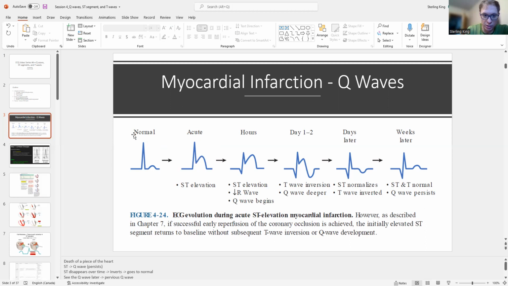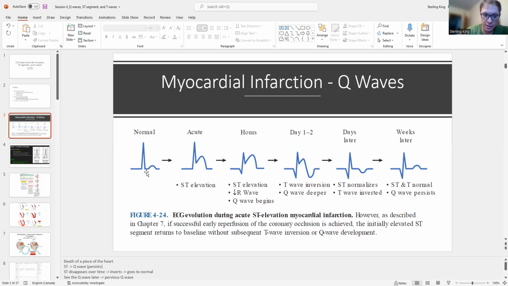Q waves occur, so this is normal, acute, within minutes to hours, and then a day. So Q waves don't really start to begin until hours in. So there's still time to save the heart before then. Once this Q wave begins, it gets bigger and bigger, and then it just stays there forever because that piece of heart tissue has died. So now we see it in the ECG as a Q wave.